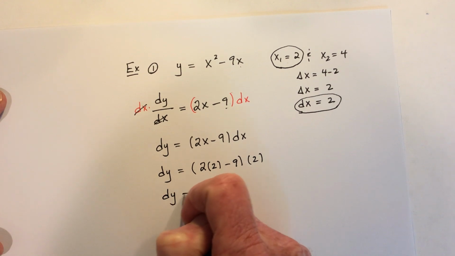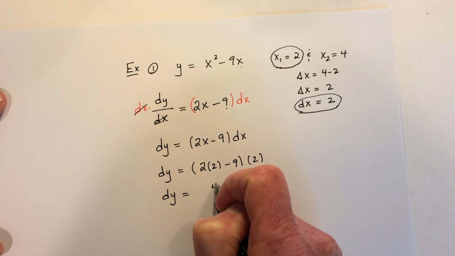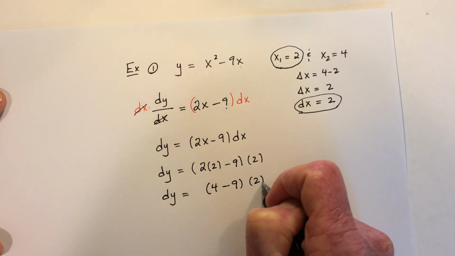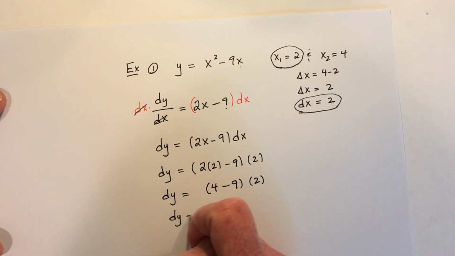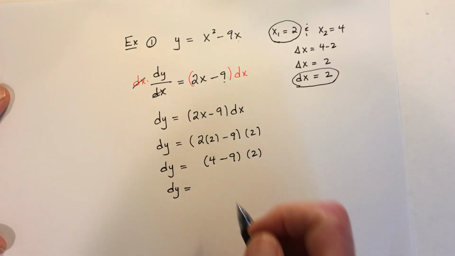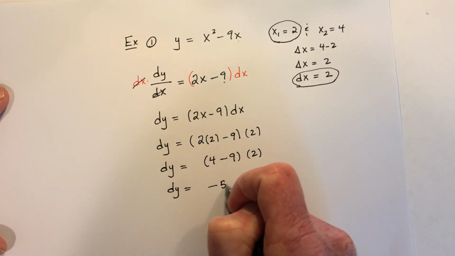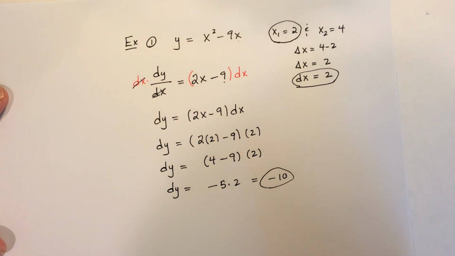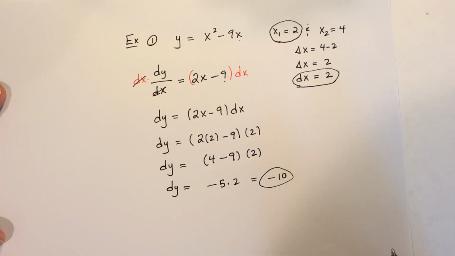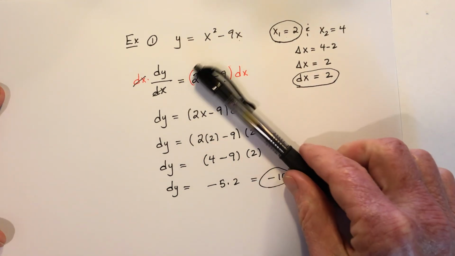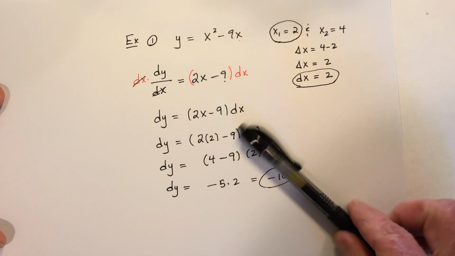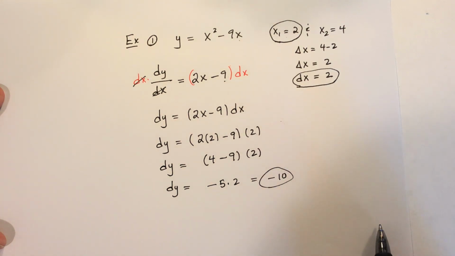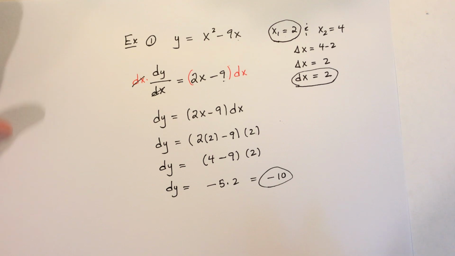And let's see if I can do this without a calculator. So this is going to be 4, and then minus 9, and 4 minus 9 is negative 5, and then times 2, so that equals negative 10. So the dy equals negative 10. Since it's negative, that means the function must be going down, because it's saying the difference in the y's is negative, so that means if we graph it, the function will be going down at that point.